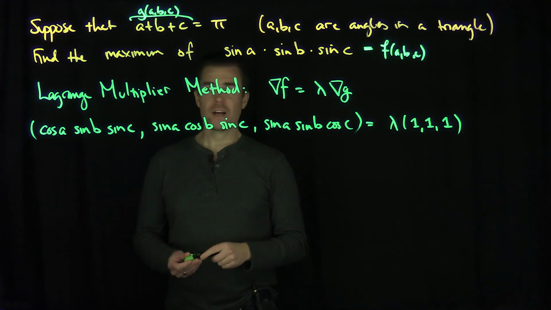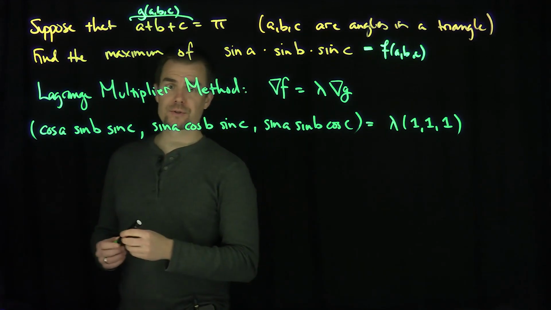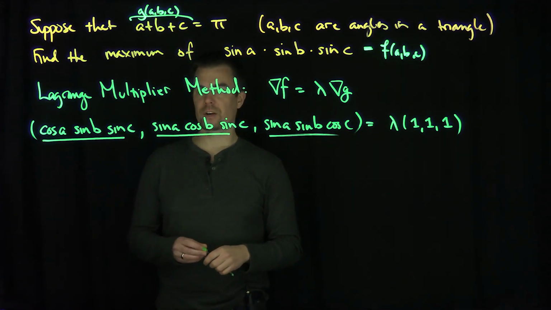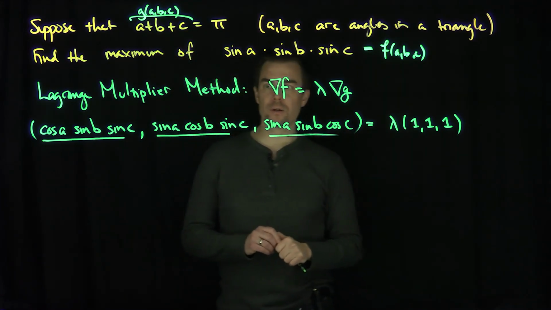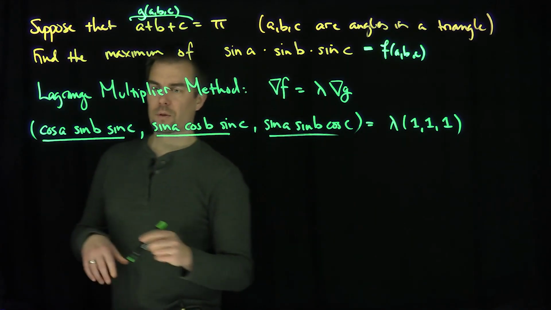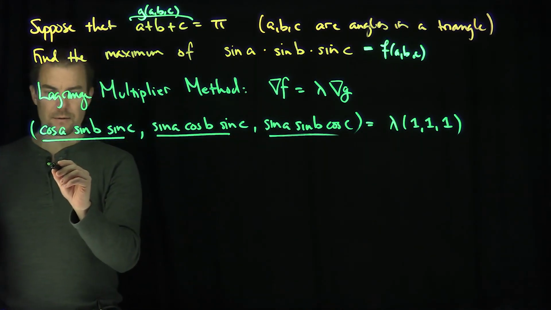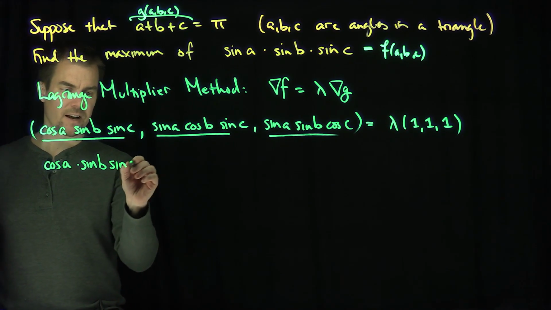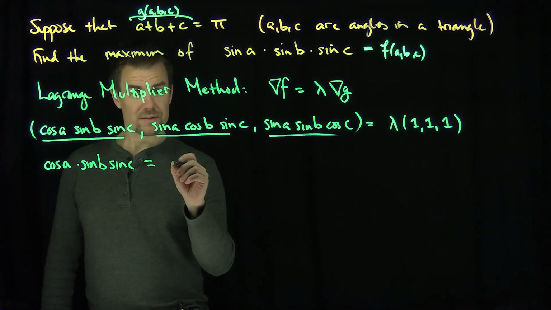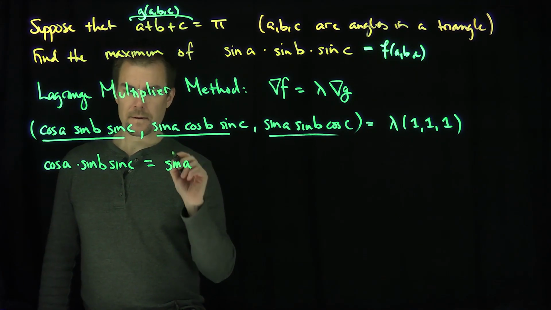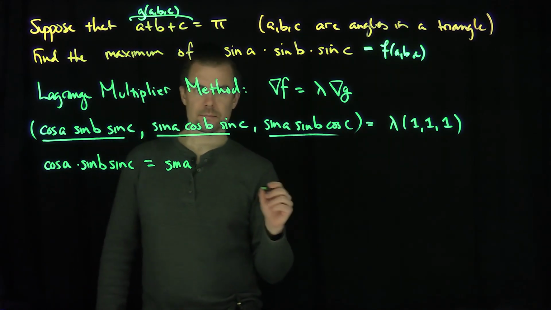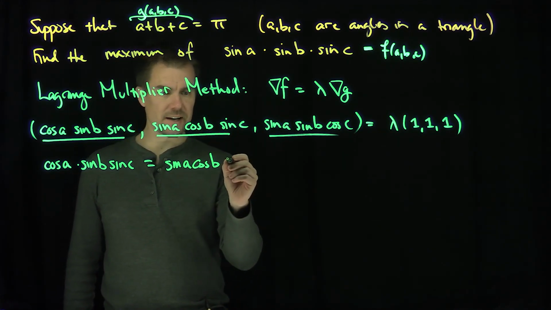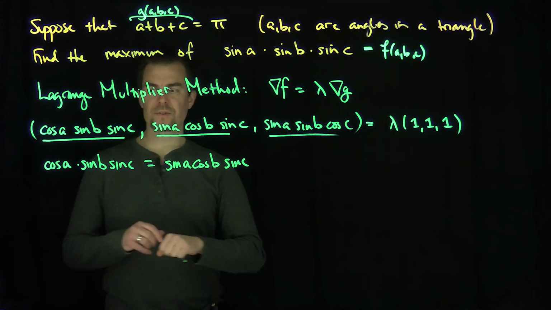Okay? Now from this we can conclude that each of these three expressions are equal to each other. So this expression is equal to this is equal to this. If we compare any two of them, we can get some conclusions. For example, the cosine of A times the sine of B times the sine of C is equal to the sine of A times the cosine of B times the sine of C. That's one thing we can say over here.